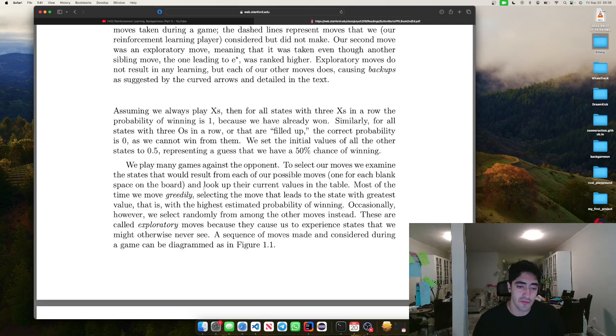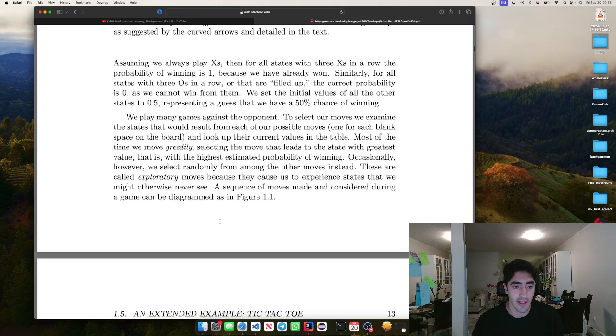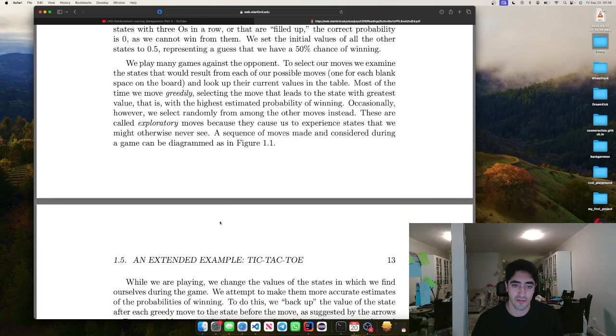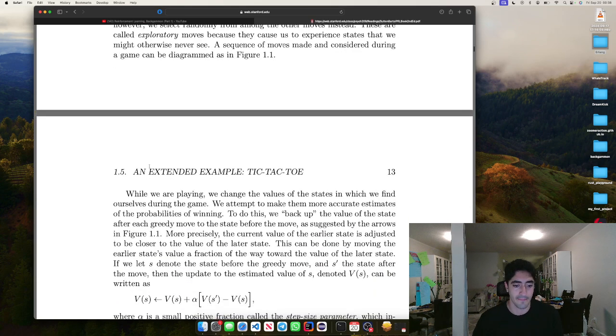Most of the time we move greedily, selecting the move that leads to the state with greatest value, that is with the greatest estimated probability of winning. Occasionally, however, we select randomly from among the other moves instead. These are called exploratory moves because they cause us to experience the states that we might otherwise never use. A sequence of moves made and considered during a game can be diagrammed as in figure 1.1. Alright.